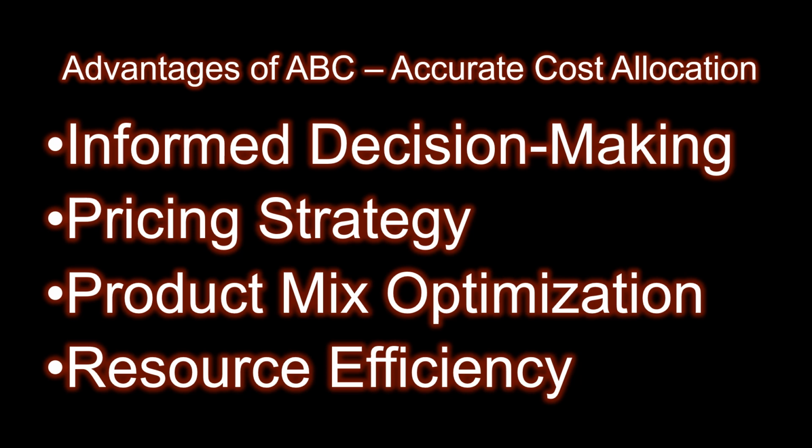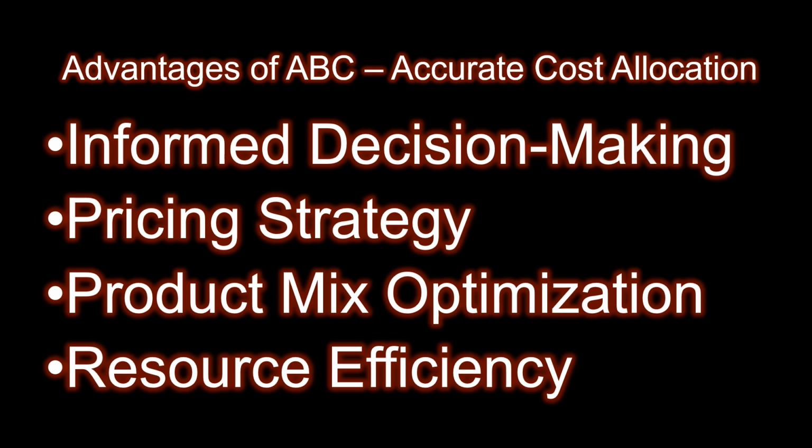Accurate cost allocation through ABC aids in setting competitive prices that reflect true cost and maintain profitability. ABC enables organizations to optimize their product mix by understanding the precise cost associated with each product or service. ABC helps allocate resources efficiently by identifying cost drivers, allowing organizations to focus on areas that generate the most value.